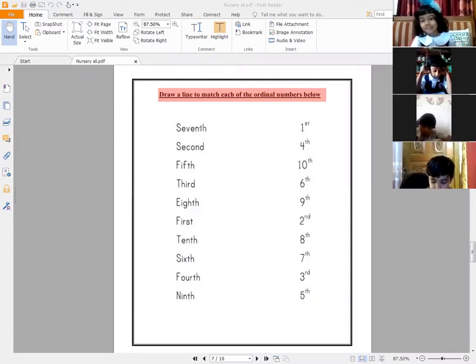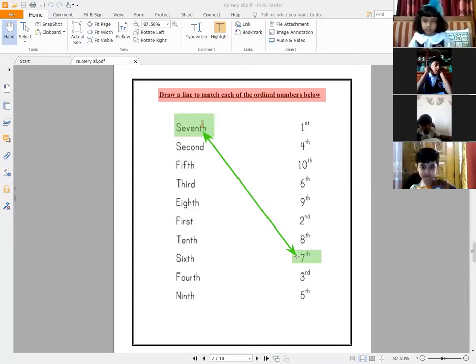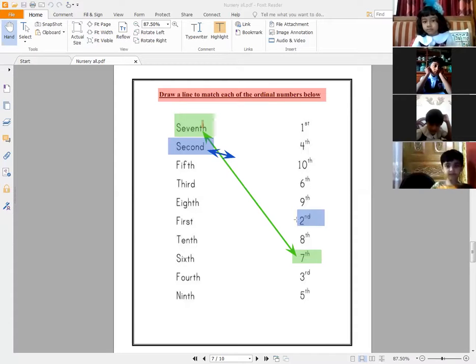Okay. First one is 7. This seven is 7. Now we match 7th with 7. Do you understand how to do this match? Okay, then second. Which one is second? This one is second. Now we match second.